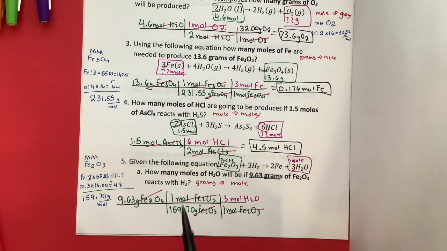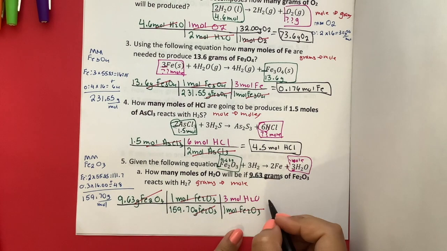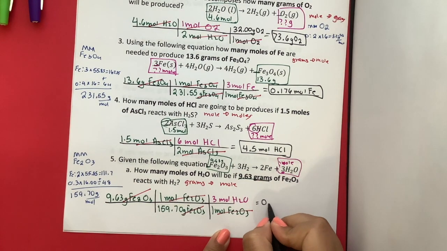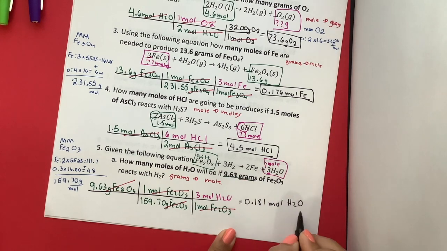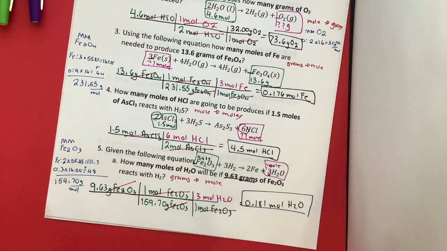So my final step is going to be, I'm going to get my calculator, put 9.63 divided by 159.70, multiply that by 3, and I should get 0.181 moles of water. And that is my final answer.